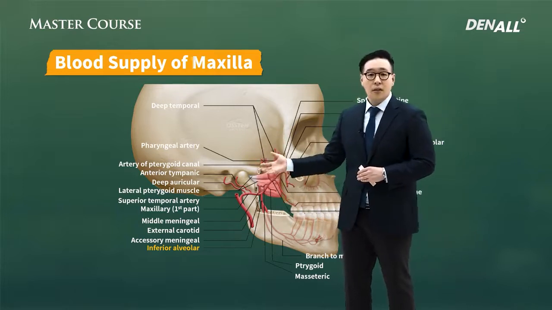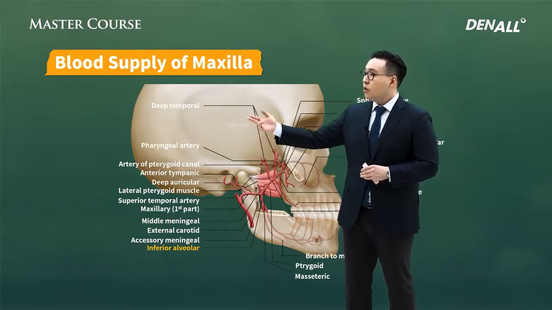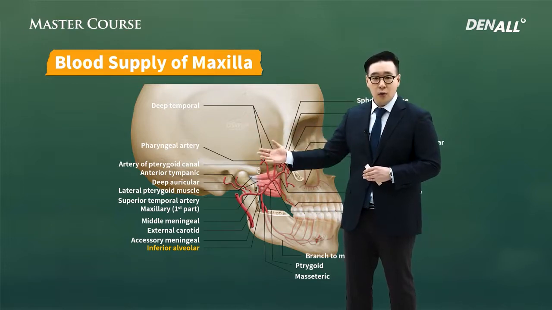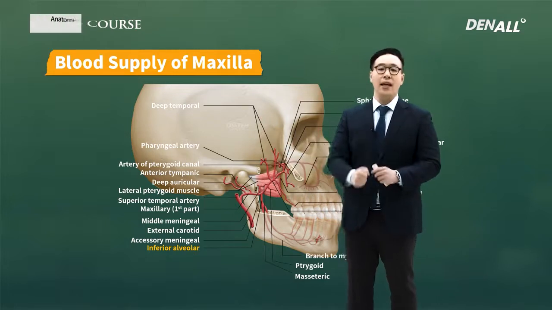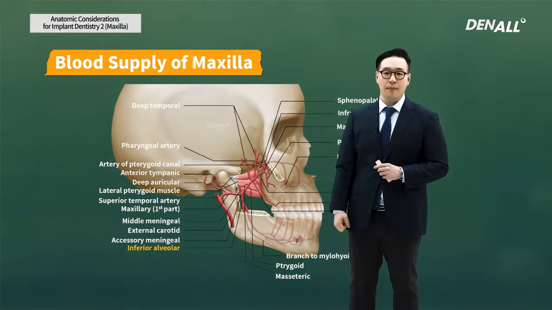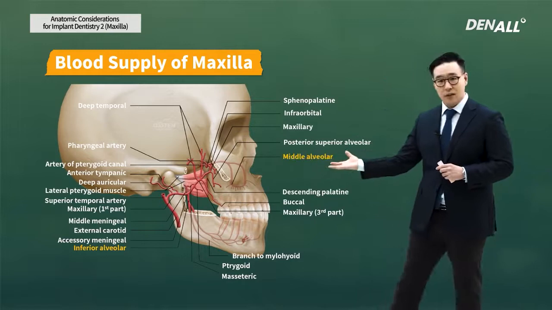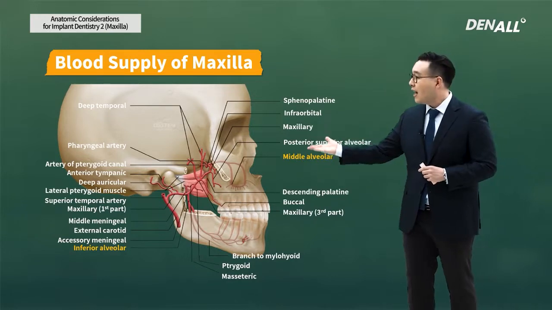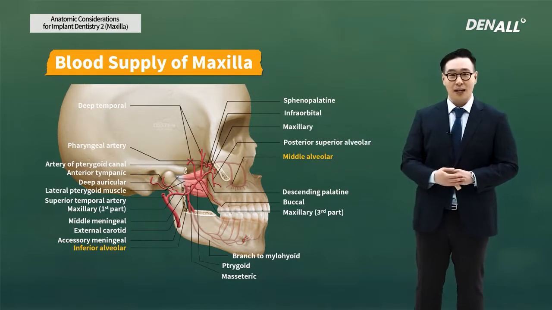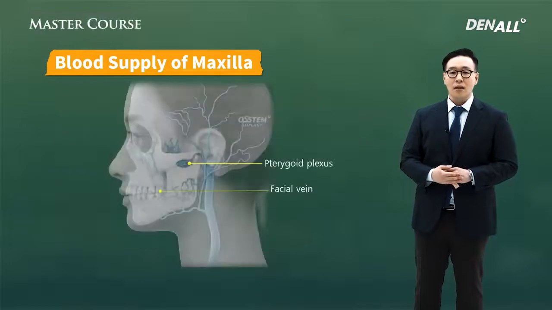The second part is the pterygoid part, and it includes the deep temporal, pterygoid, masseteric and buccal arteries. So it's related to the mastication muscles. Lastly, the third part, as you can see, relates to the blood vessels supplying the maxillary side.